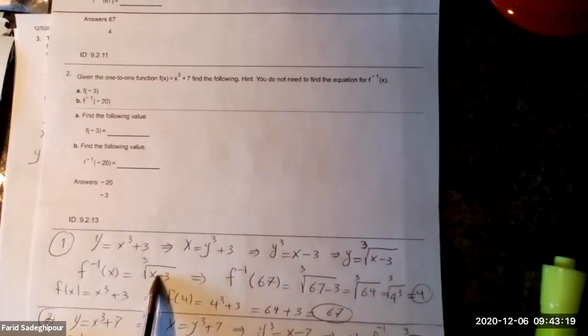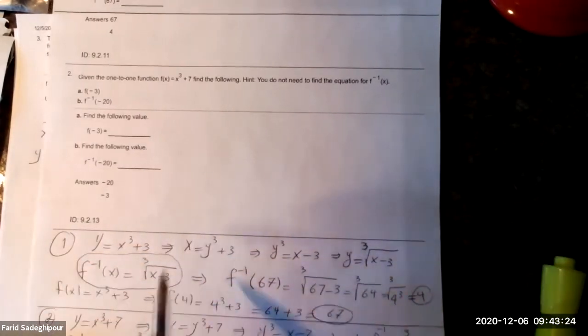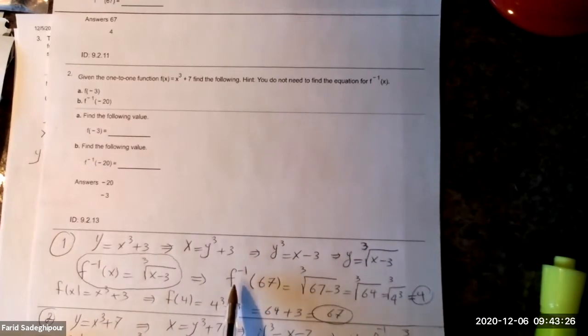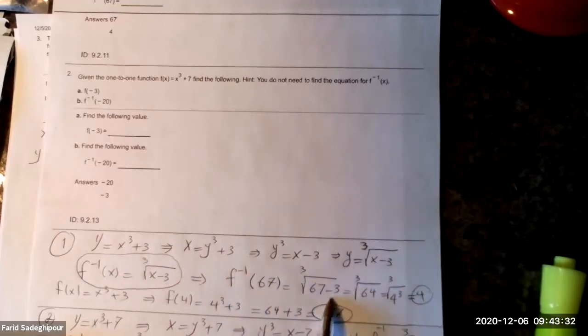So if this is your inverse function, now when they say find f^-1 of 67, that means take this 67 and put it into this function for x. That's what I did here. Okay? The second one is like that too.